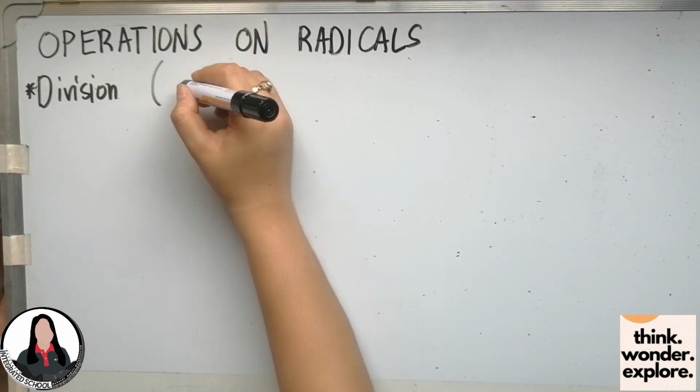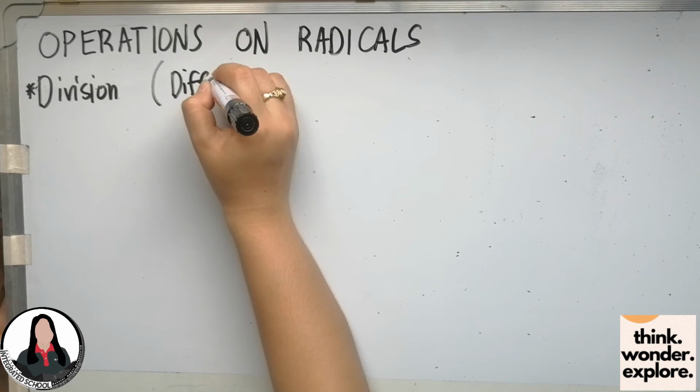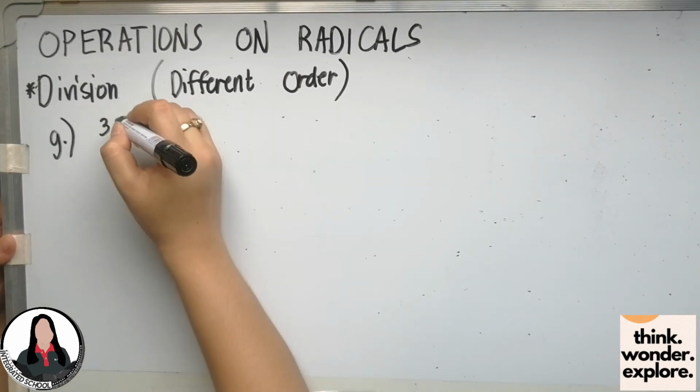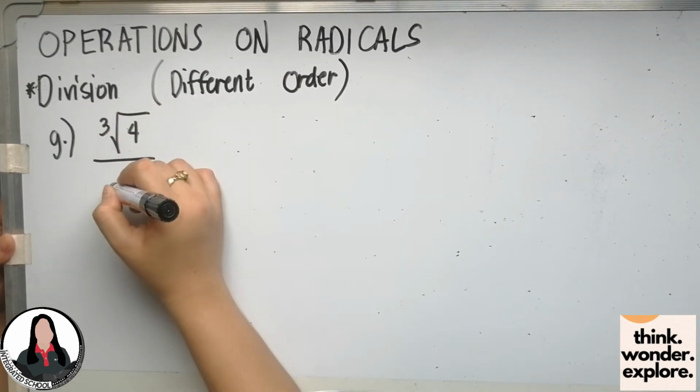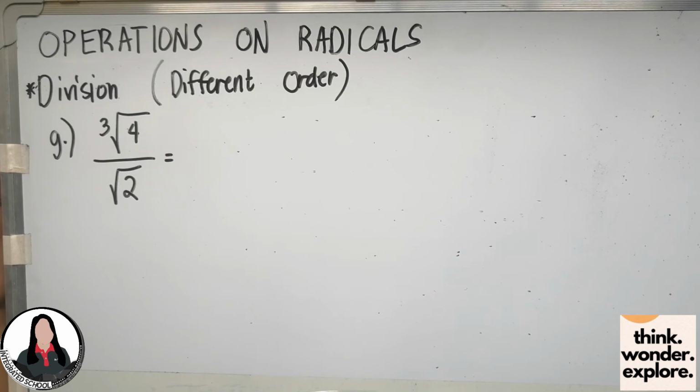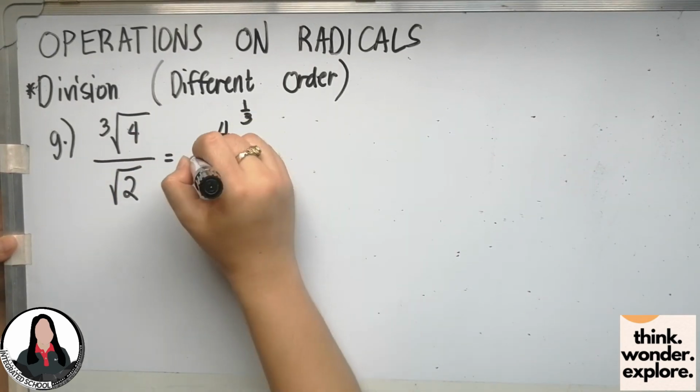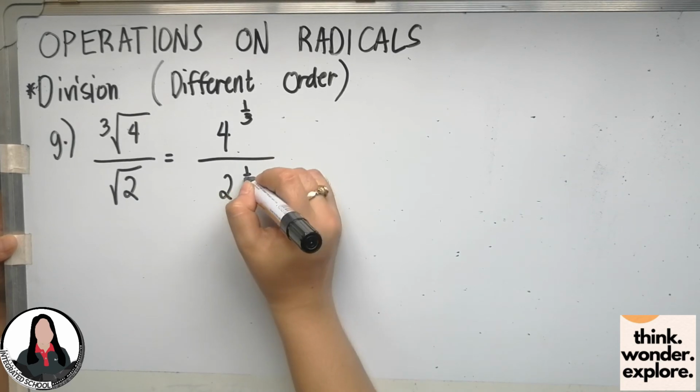So, since we are done with dividing radicals with the same indices, ano naman ang gagawin natin when we are dividing radicals with different indices or orders? So, same is true with multiplication. We will use the same process, wherein we have to transform our radical expression sa ating exponential form and then apply the concept of the least common multiple. We have the cube root of 4 all over square root of 2. Since we have different indices, we will write 4 raised to 1/3 all over 2 raised to 1/2.